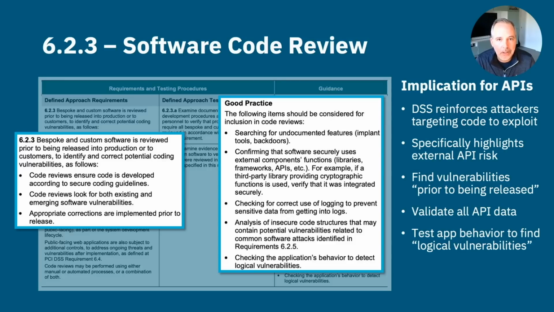And the final item in the good practice section is especially relevant, checking for logical vulnerabilities. This is perhaps the most dangerous type of flaw in applications. If there is a logic flaw in your app, that flaw will get exposed via the API, allowing an attacker to exploit it. Your custom software must be analyzed and tested to find these logic flaws.